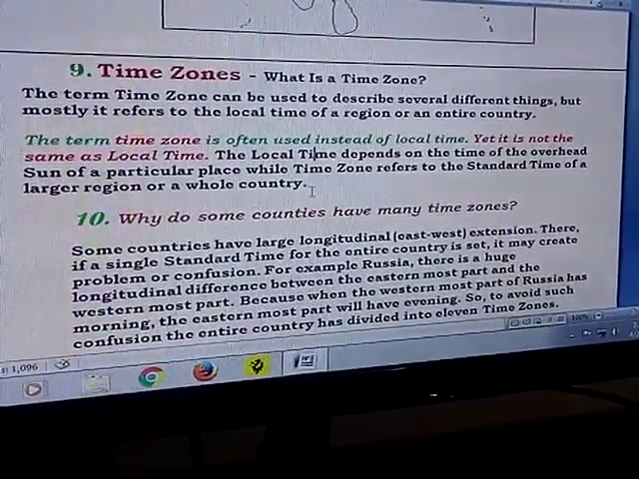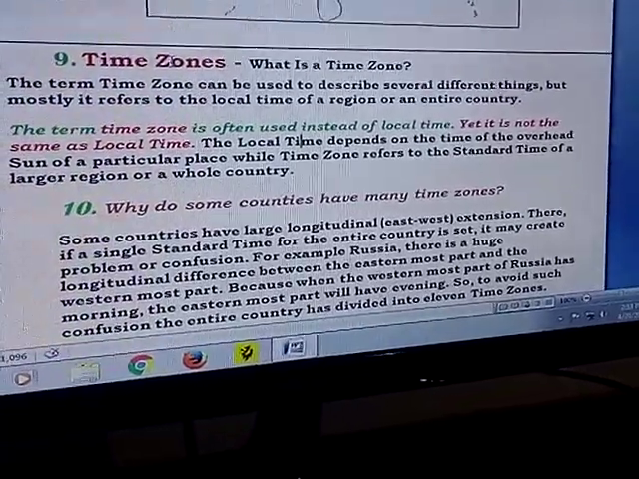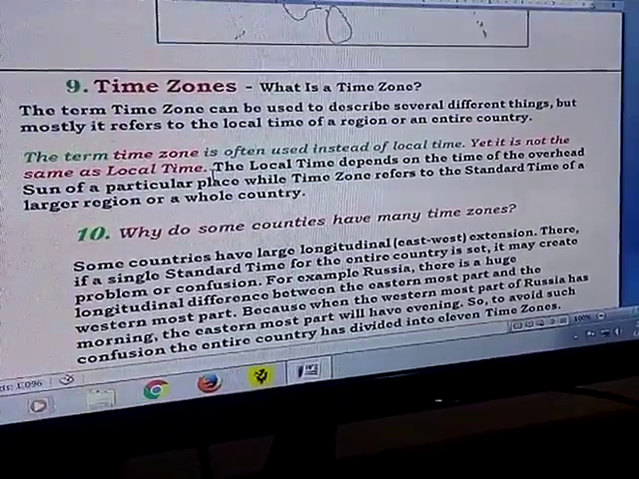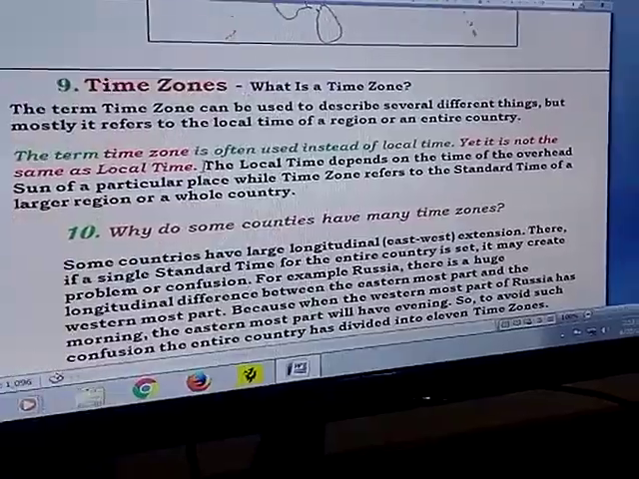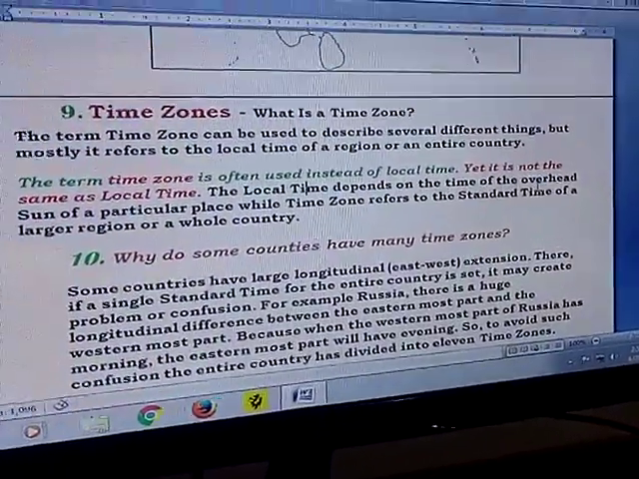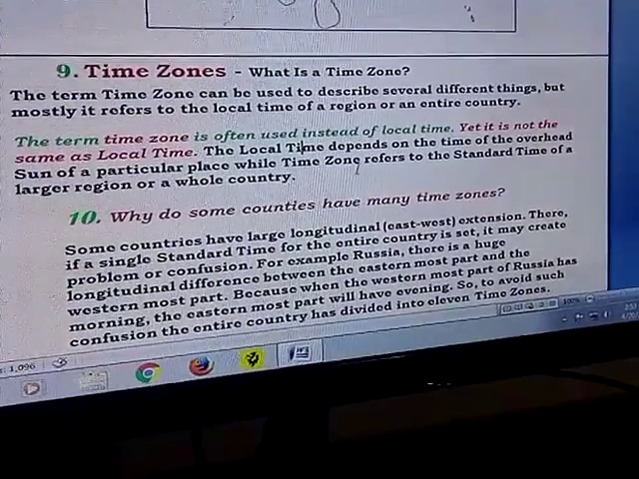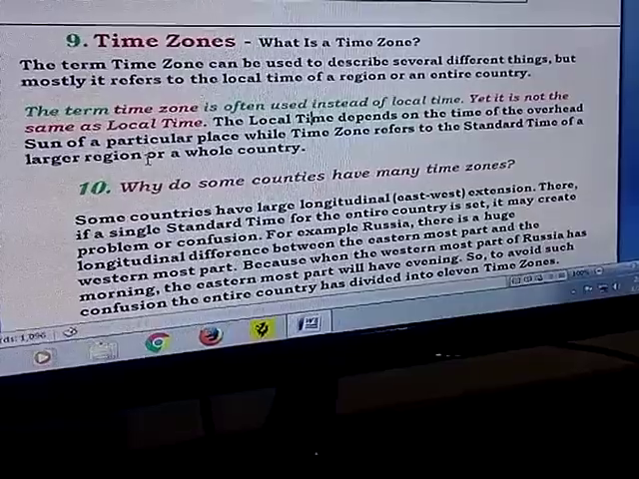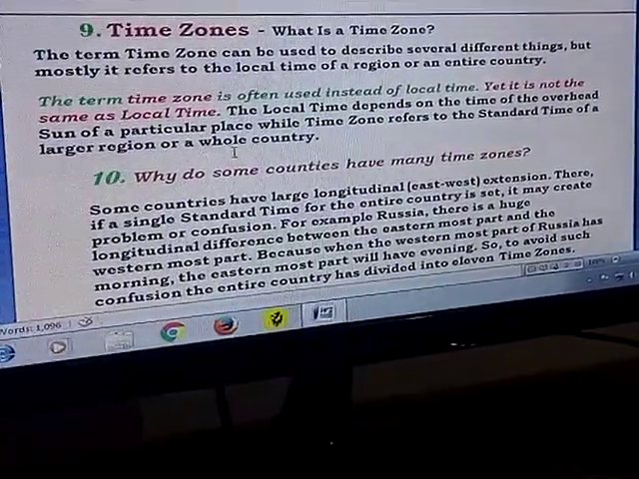It is not the same as local time. Don't get confused. Time zone and local time are not the same. For India, it may be the same, but for some other countries it is not. Why? The local time depends on the time of the overhead sun of a particular place, while the time zone refers to the standard time of a larger region or a whole country or a particular region.